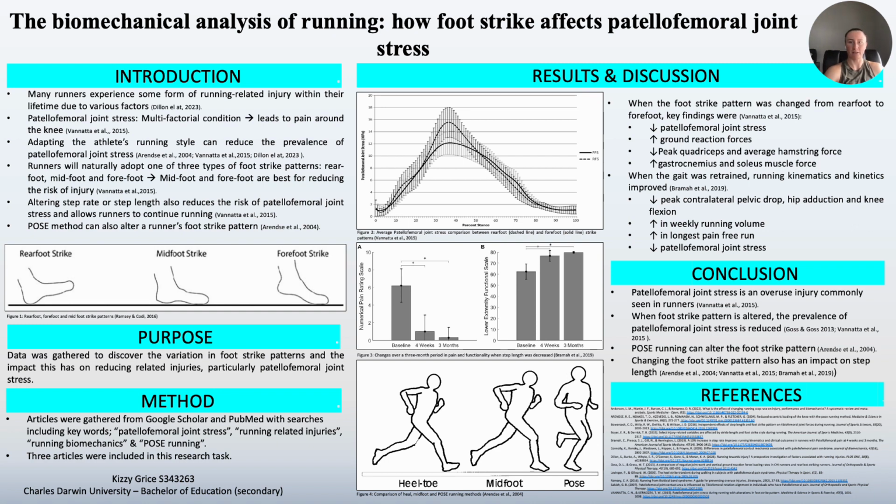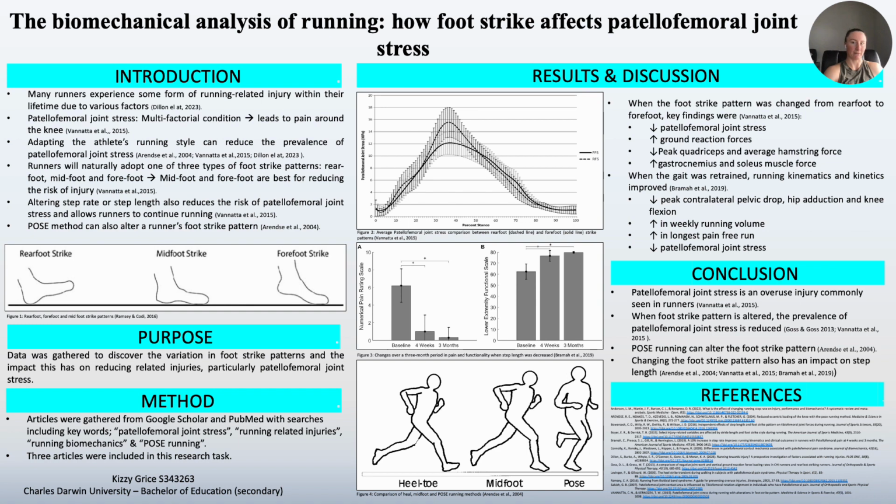There's lots of current evidence which suggests that running kinematics improve. The runner adopts more of a forefoot strike. Achilles tendon and ankle joint loading increase, which helps to reduce the risk of lower limb injuries. A rear foot strike pattern generates greater force by the quadriceps muscle, which leads to greater compressive forces at the patellofemoral joint, resulting in patellofemoral joint stress. Contrastingly, when greater force is placed through the Achilles tendon and the soleus, the quadriceps produce less force, which reduces the incidence of patellofemoral joint pain.